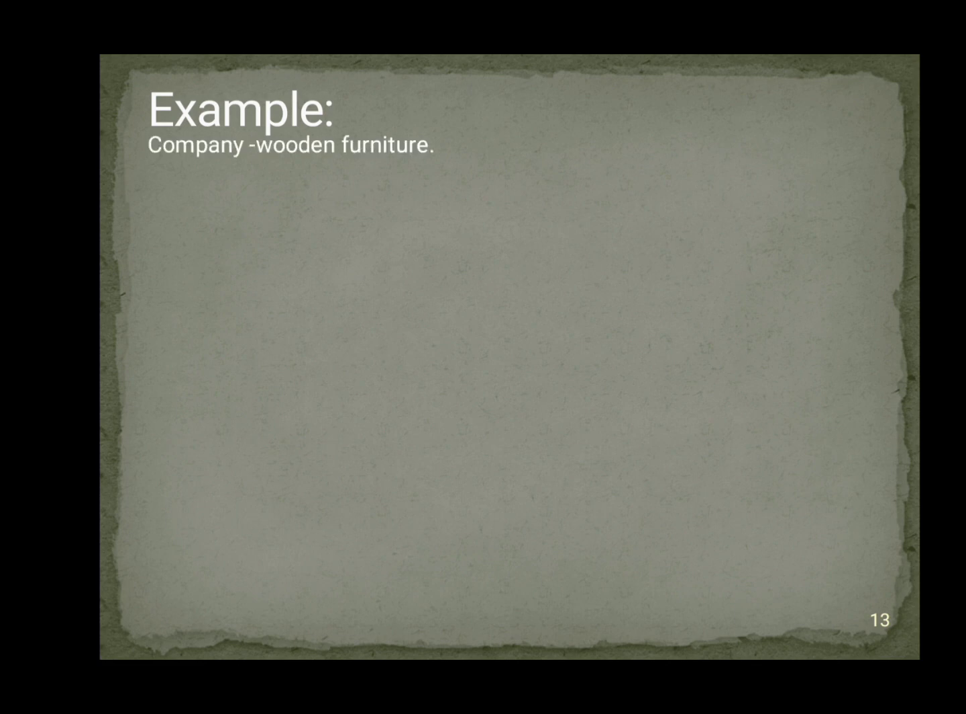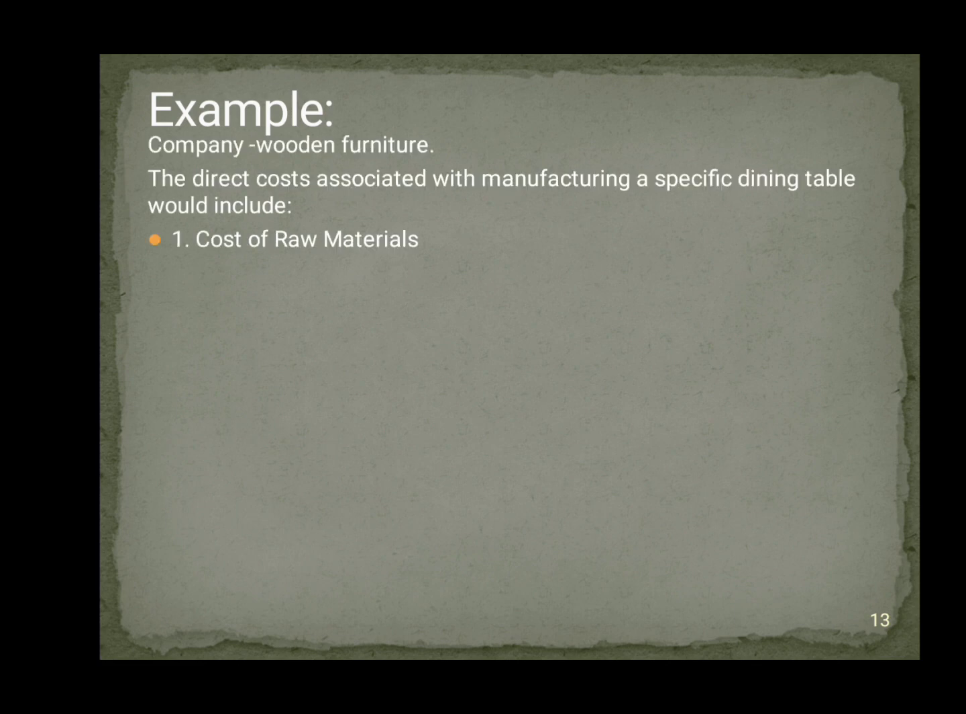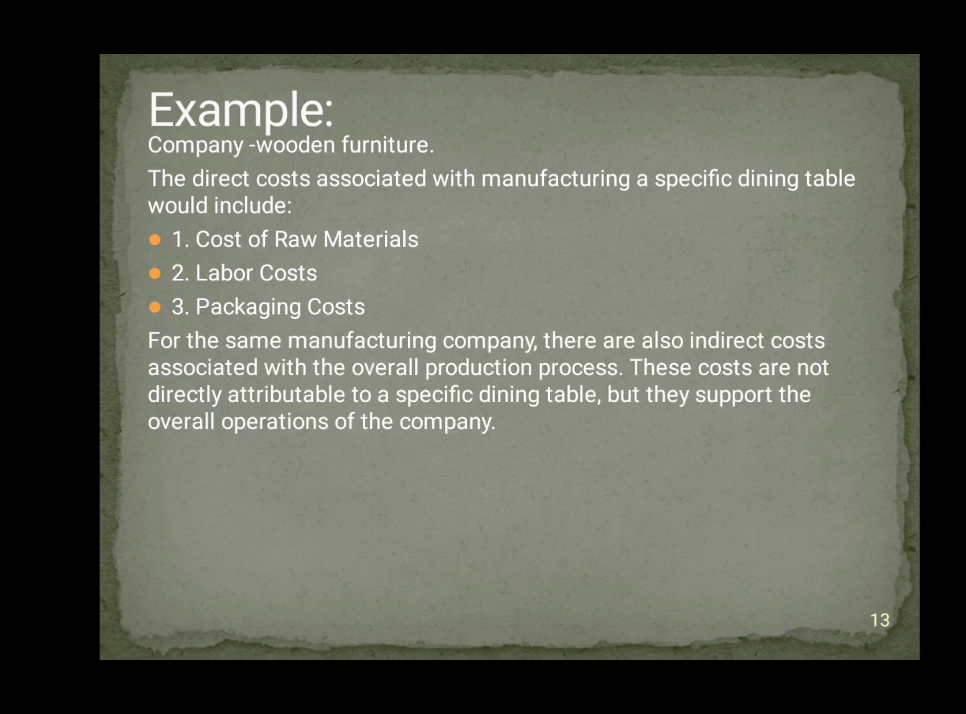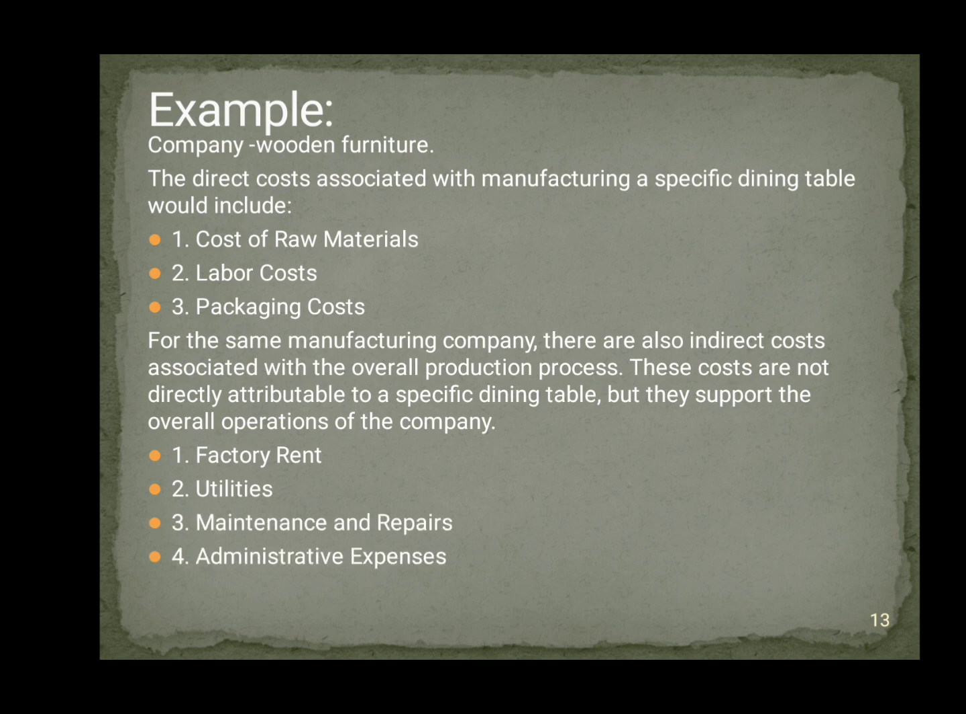For example, let's take a wooden furniture company. The direct costs associated with manufacturing a specific dining table would include cost of raw material, labor cost, packaging cost. For the same, the indirect cost would include factory rent, utilities, maintenance and repairs, administrative expenses, marketing and advertising cost. This is an example of direct and indirect cost.